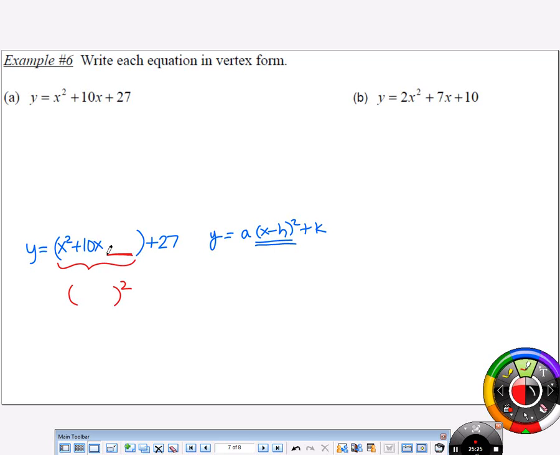David. 25. Okay, so the way he got that, he took 10, he divided it by 2, and he squared it. Now, I have a couple of choices here. If I add 25 to the left side of the equation, then I need to add 25 to the right side. But do I really want to put anything on the right side?